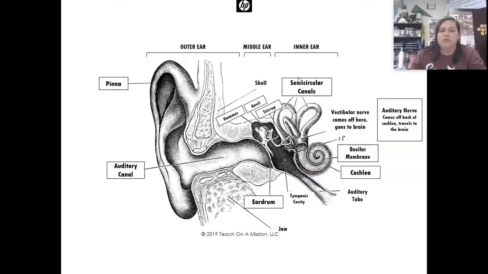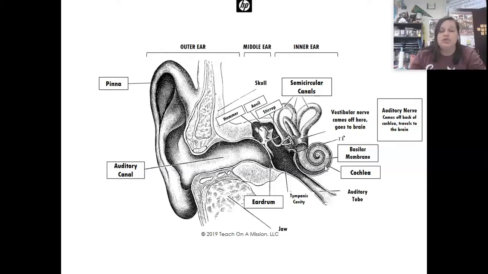Also in the ear, we have our inner ear section, and it includes the semicircular canals. These actually don't have anything to do with hearing. They have to do with your sense of balance. They're filled with fluid that helps us to judge up from down, and it sends messages along the vestibular nerve to the brain. Just below the semicircular canals is where the important stuff is happening for hearing.